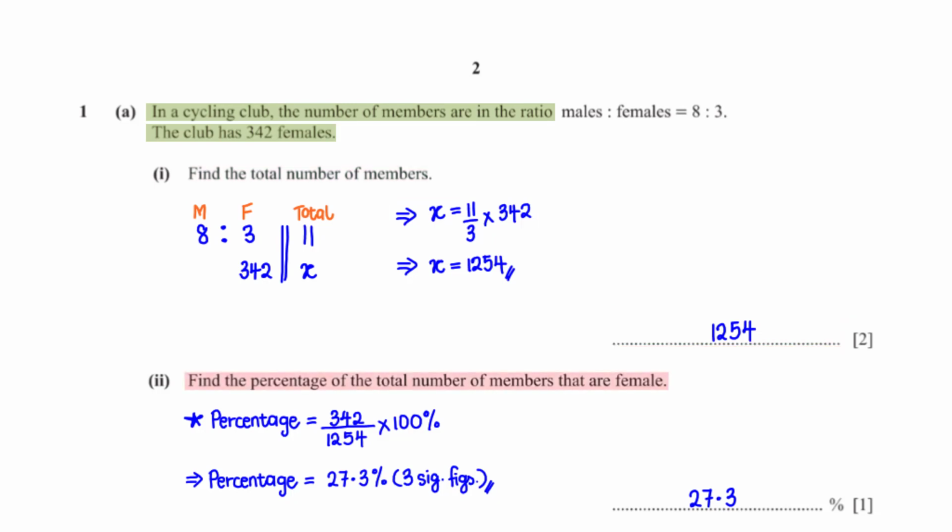Find the percentage of the total number of members that are female. This percentage would be equal to the number of females, which is 342, divided by the total number of members, which is 1254, times 100%. When we type this into the calculator, we get 27.3% rounded to 3 significant figures.